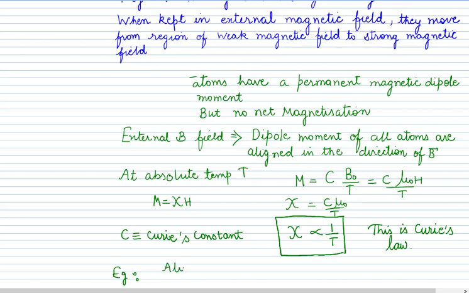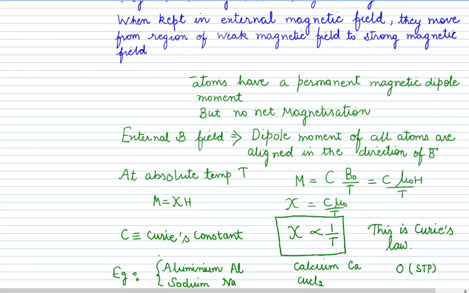Aluminium is a paramagnetic material. Sodium, Na. Calcium. CuCl2, cupric chloride, and oxygen at standard temperature and pressure, at STP. Oxygen. These are a few examples of paramagnetic materials. So you should always remember 2 or 3 examples of paramagnetic materials.